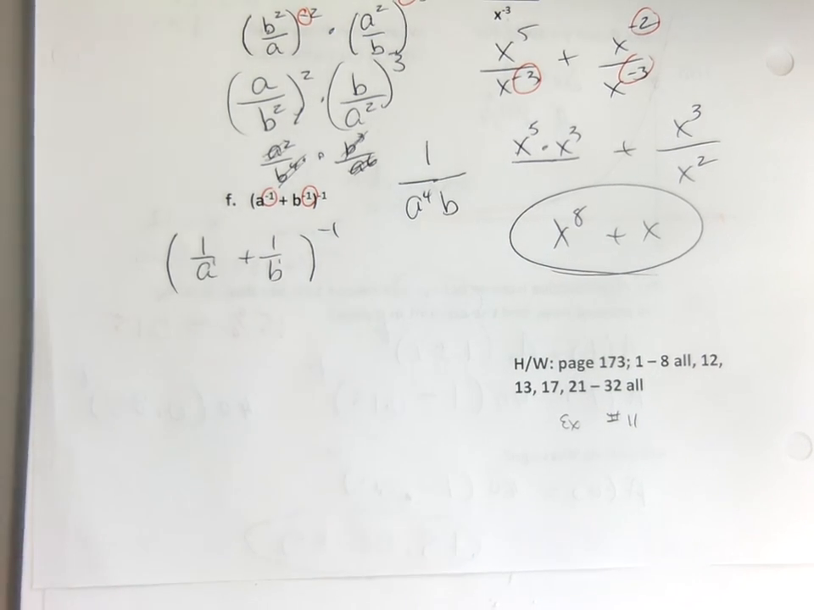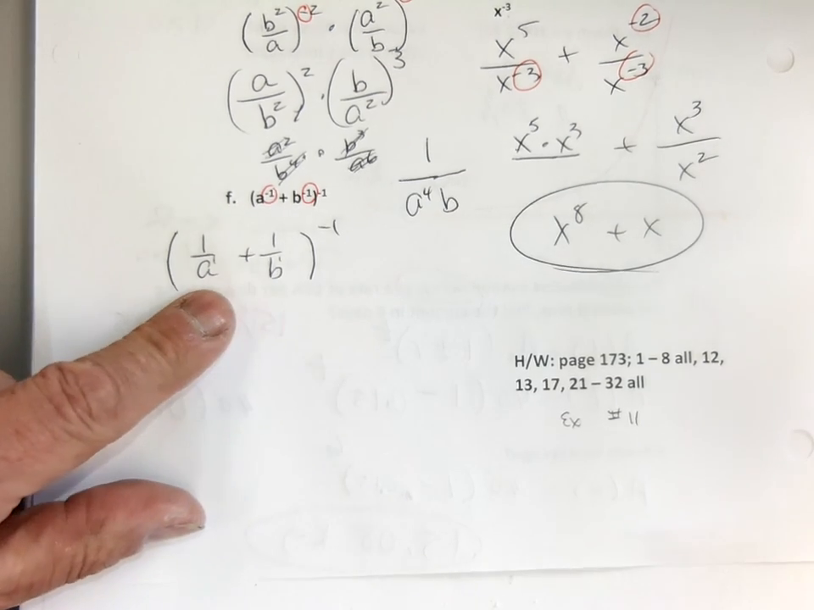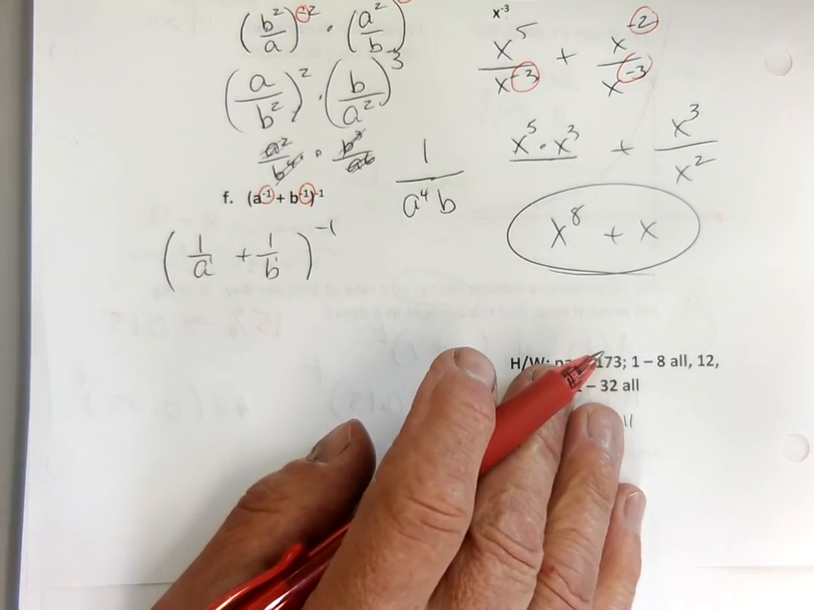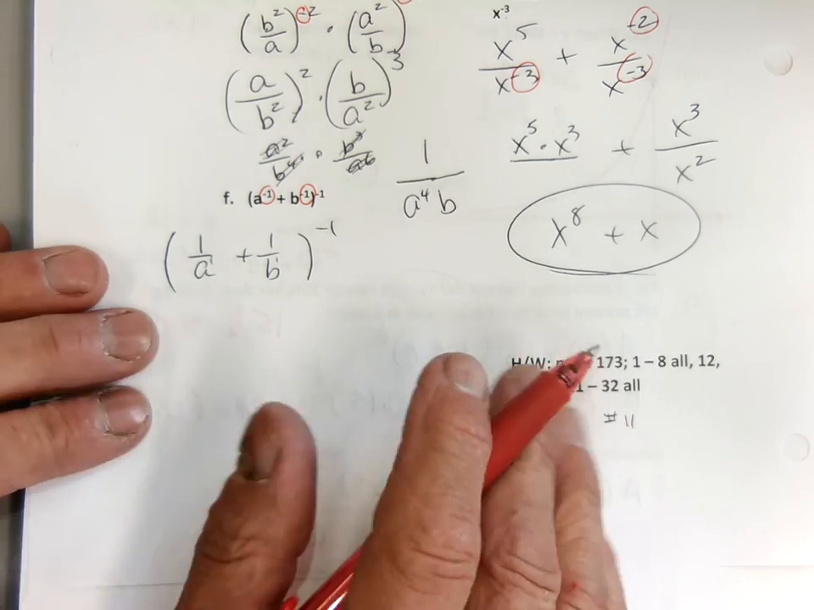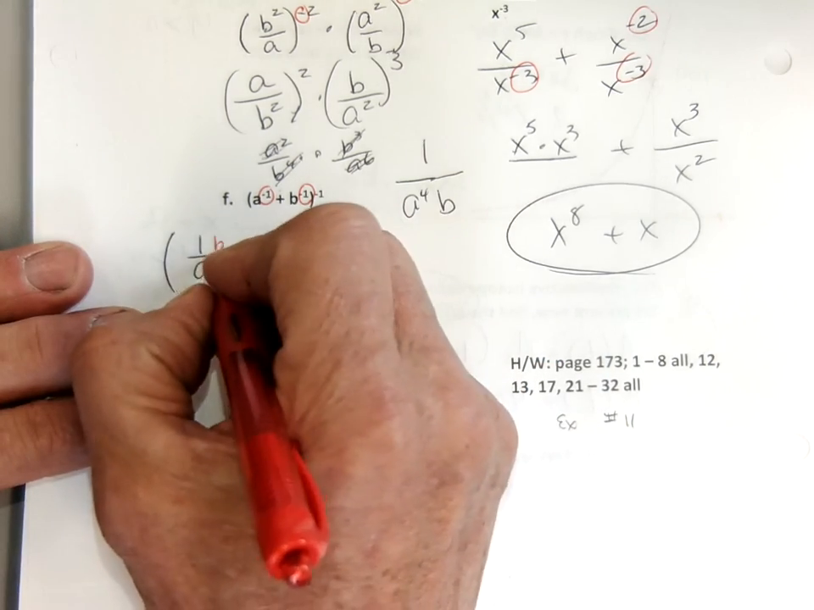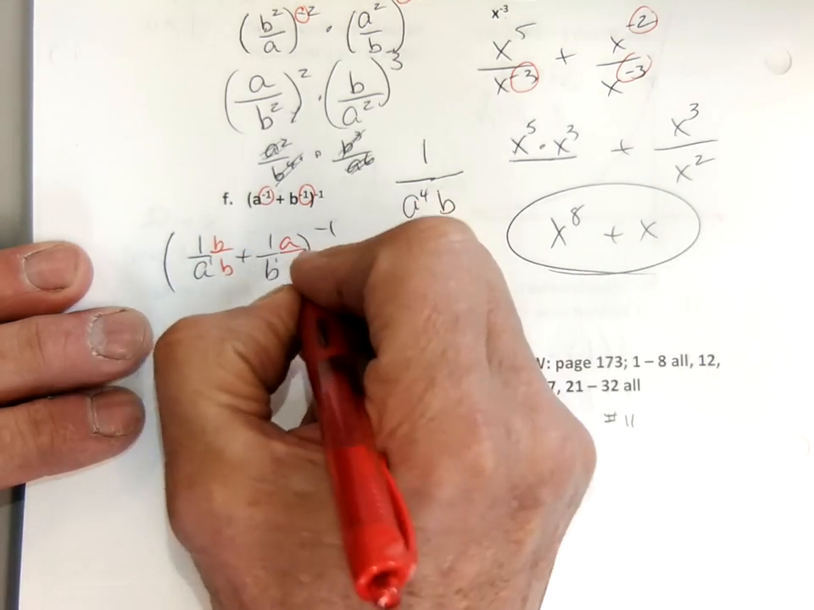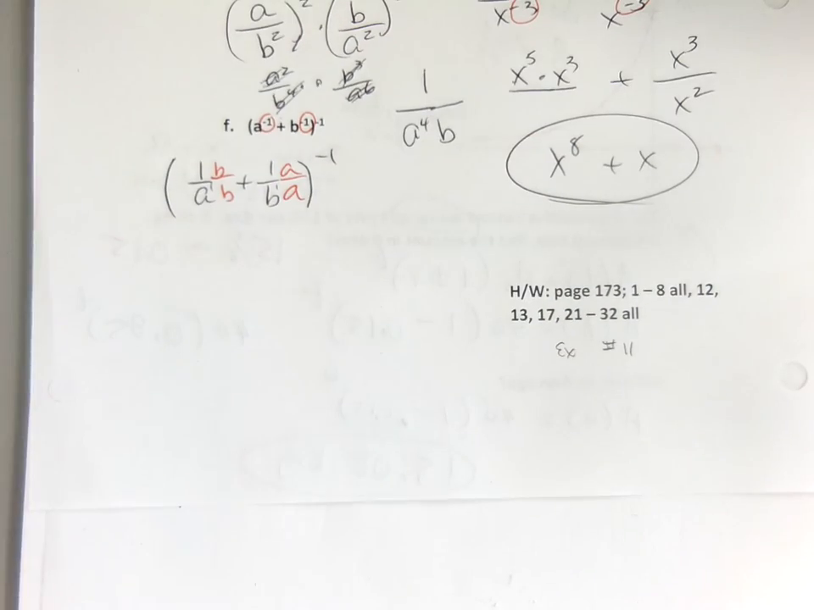1 over, 1 over. Now, I want to add these, but you can't add them because they don't have the same denominator. So I'm just going to multiply this one by B over B and this one by A over A, and then I'd have a denominator, okay? I need a common denominator.